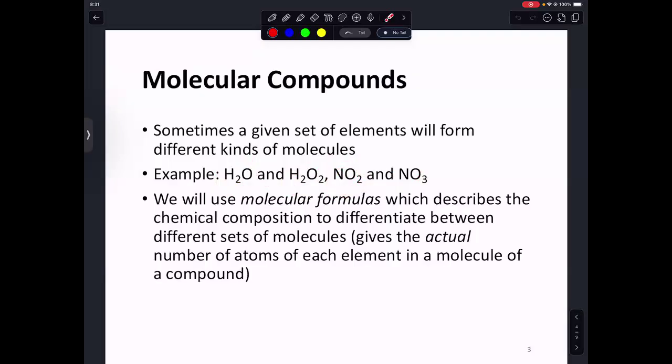Now, in this video, we will use molecular formulas. So molecular formulas are types of chemical formulas. They give a specific number or specific composition of each atom in the molecule. That means, for example, for water, H2O, we have two hydrogens and one oxygen. For H2O2, I have two hydrogens and two oxygens.